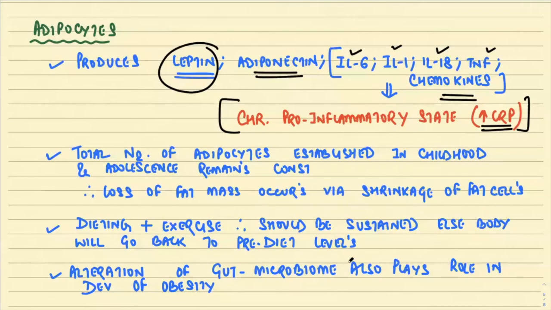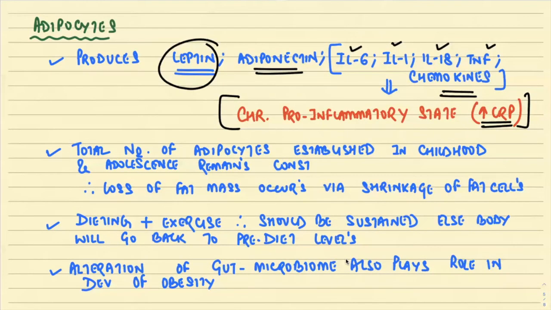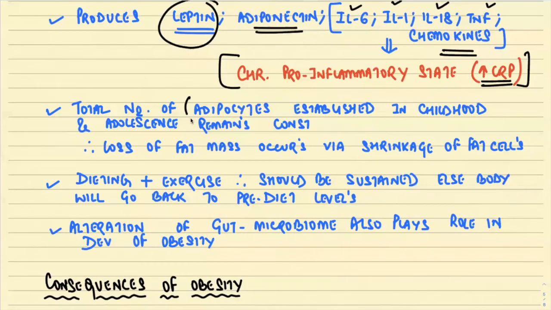Okay. Is my voice audible to everyone? Okay. So this adipocytes, if you see, the total number of adipocytes, here a very important concept is again into play. The total number of adipocytes which is established in our childhood and adolescence remain constant. And in adulthood, the loss of fat mass, or when you become thin from being obese, that is only occurring by the shrinkage of the fat cells. This is a very important concept to understand.